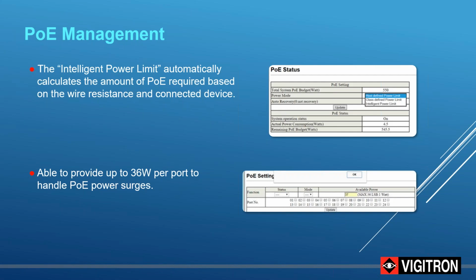We also spoke about surges before, and we said that in order to overcome surges, we have to have a certain amount of extra power, that figure being about 20%, which is what we've calculated through our investigations throughout the years. Well, what happens when you're already at the maximum of 30 watts for 802.3at? The limit with Cat5 cabling is about 36 to 37 watts. So in Vigitron switches, we increase the port power to 36 watts so that when these surges occur, the surge power is available at the port itself and is easily applied in order to maintain operation.